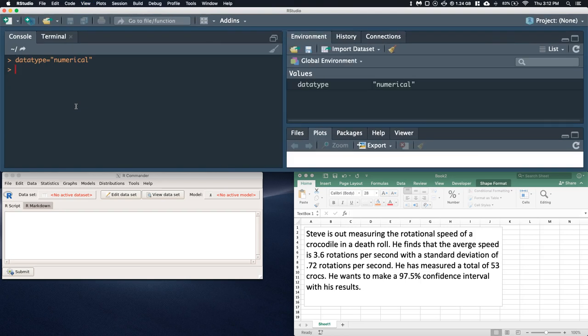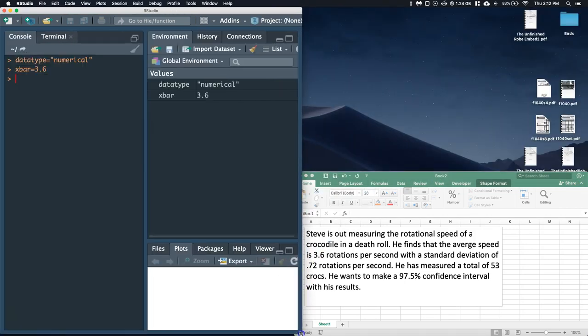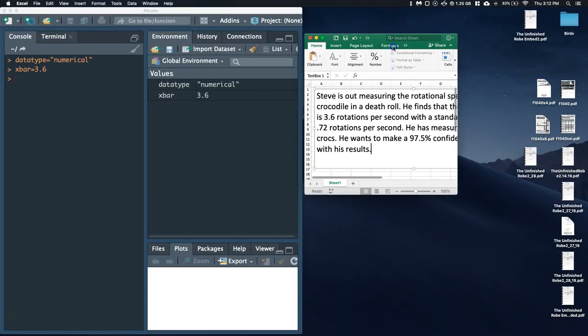Okay, so I know that X bar is going to be the sample mean. So from our scenario, we found that the average speed of those rotations is 3.6 rotations per second. All right, so now I've got my X bar.